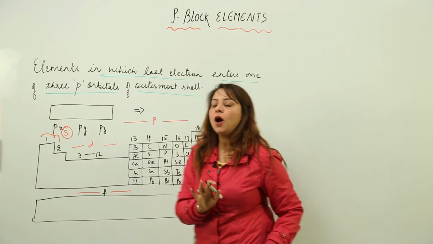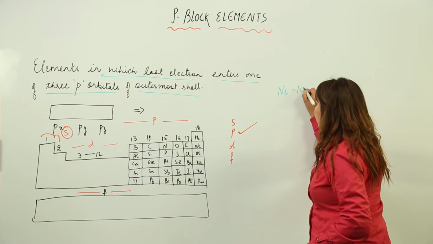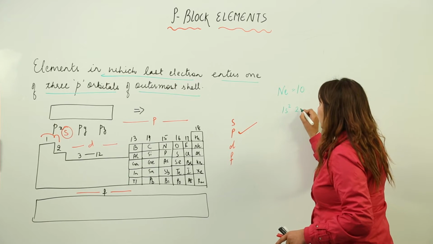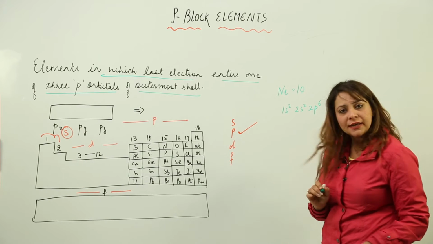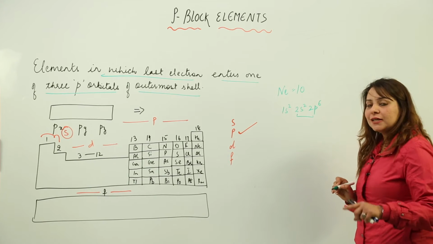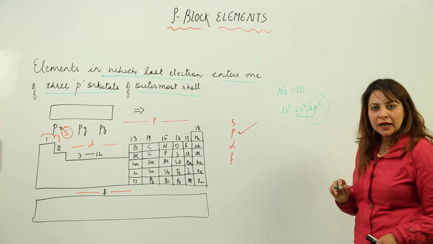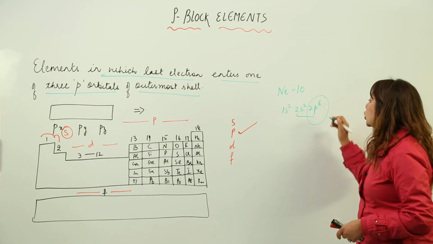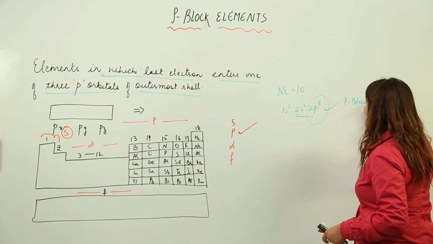See, I am going to explain now how. Suppose I am talking about neon. We know that the atomic number of neon is 10. If I write its electronic configuration, it is going to be 1s2, 2s2, 2p6. So here the valence shell is the second shell, and in this you can see that the last electron enters the p orbital, the orbital of the p subshell. So that means it is a member of P block.